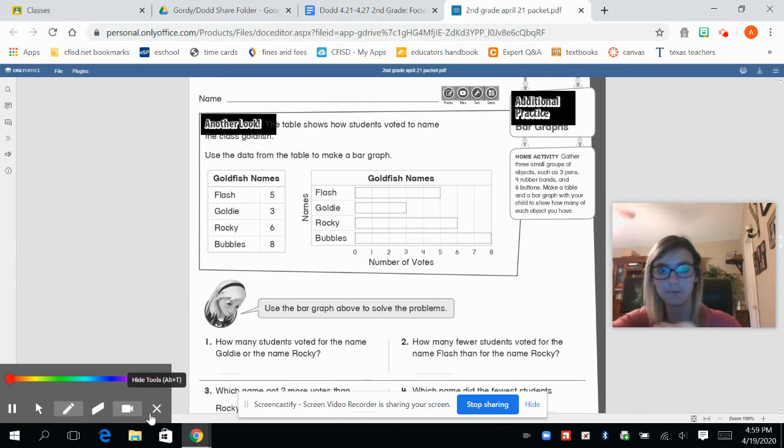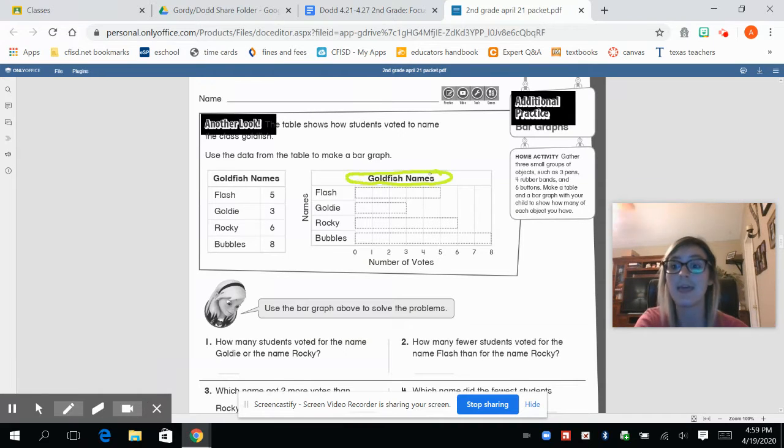Okay, so right here where it says goldfish names, it's already given us the answers here. But we're going to take a look at how exactly they found or came up with these answers, okay? So the first thing I should do when I look at this graph is take a look here at the top where it says goldfish names. This is our title. So this is what the whole graph is about. The whole graph is going to be about these different goldfish names. Right now, that's all we know about it.